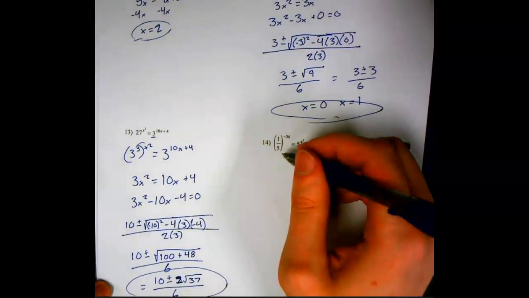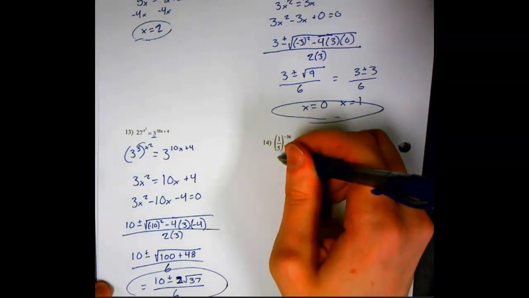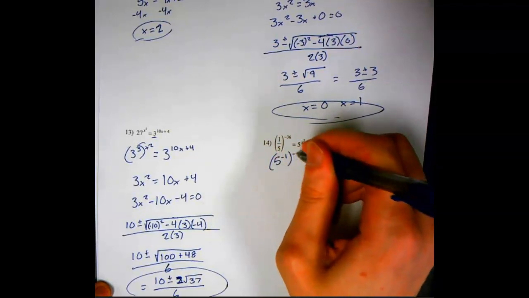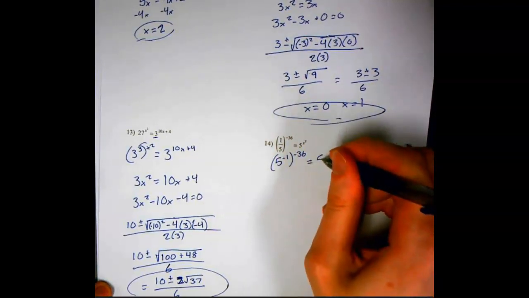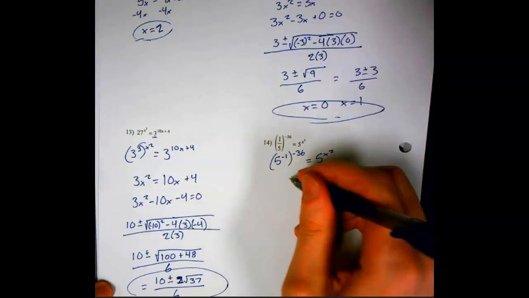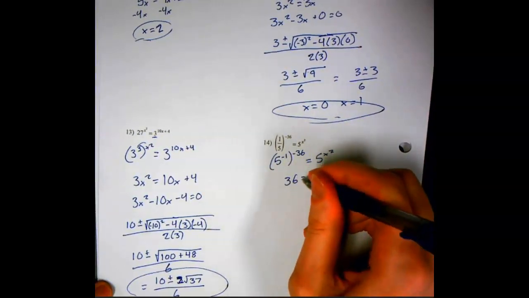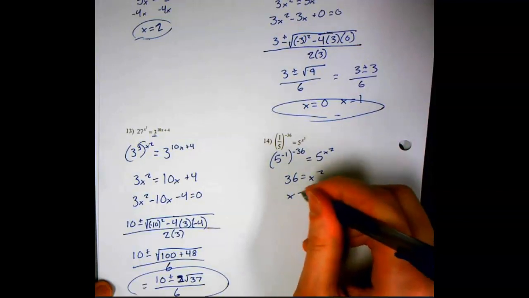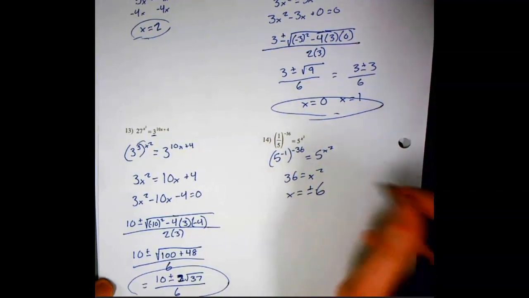For this last one, that 1/5 is going to be 5 to the negative 1. The negative 36 equals 5x squared. Set them equal to each other. We'll have 36 equals x squared. So x equals plus or minus 6.